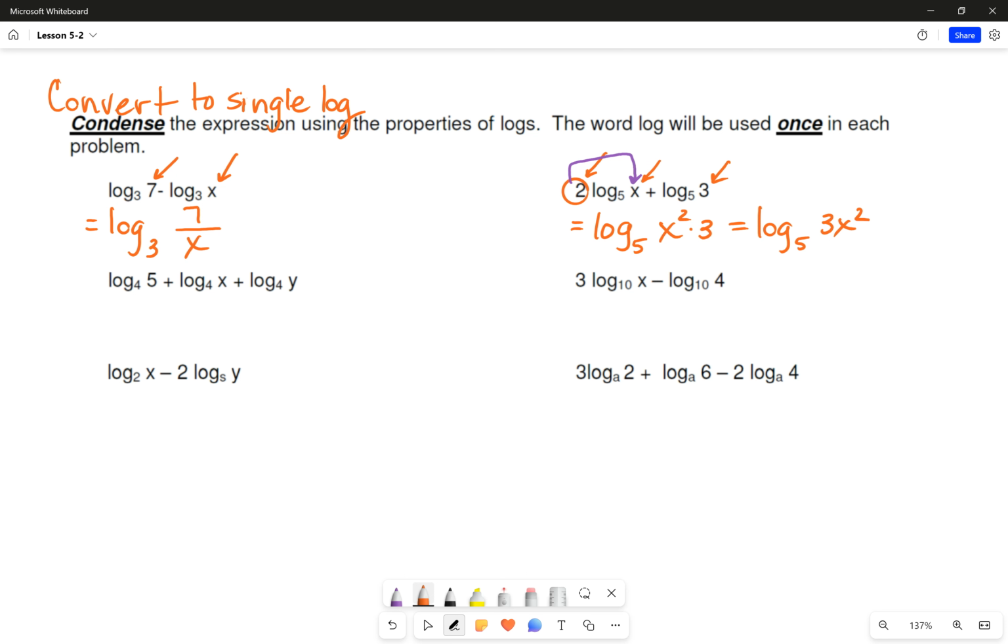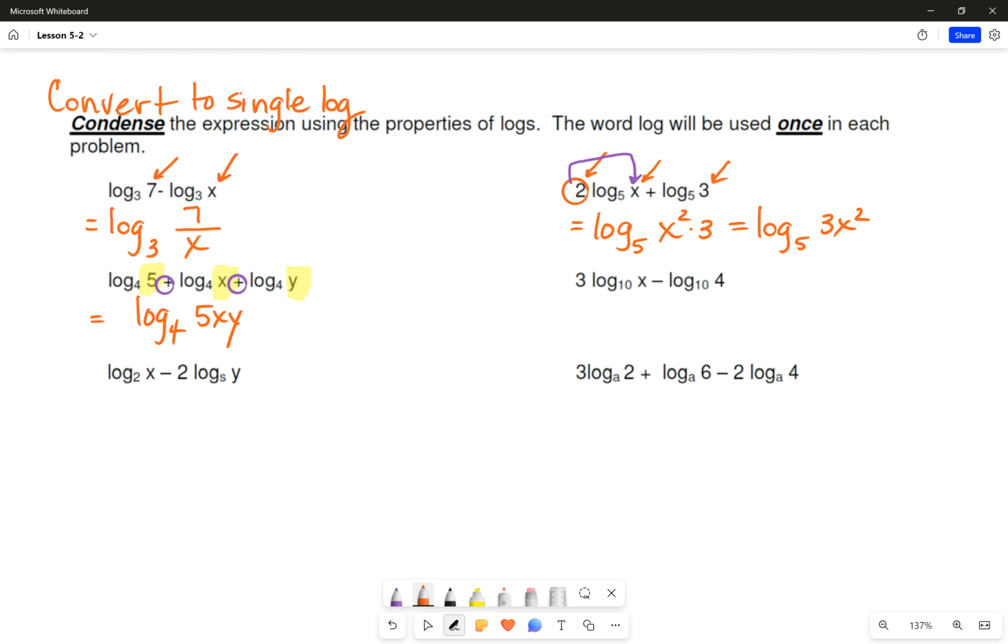Alright. Let's try this one. This is a log base 4. So log base 4, I need to see about the 5, I need to see about the x, and the y. Well, all of them were adding with one another, and adding implies multiplication. So 5 times x times y is just 5xy. Okay?